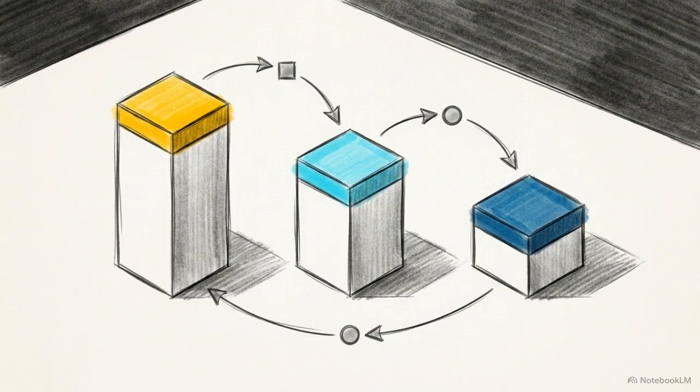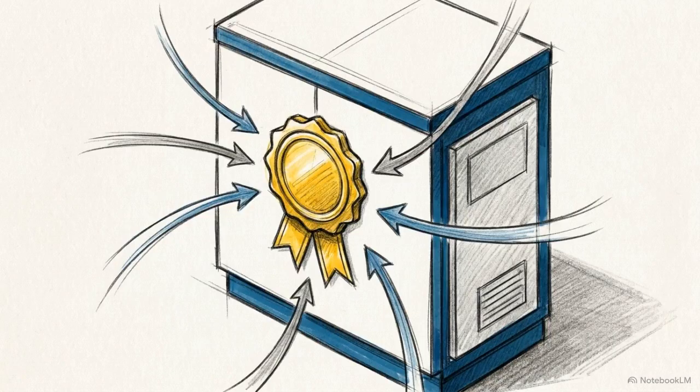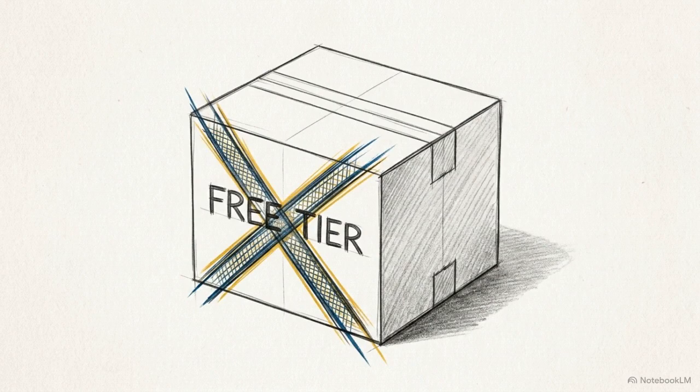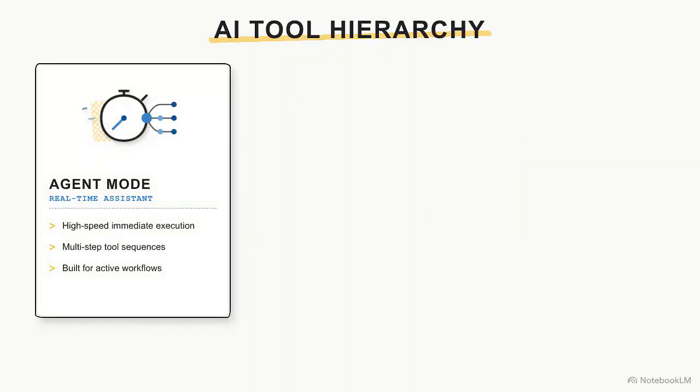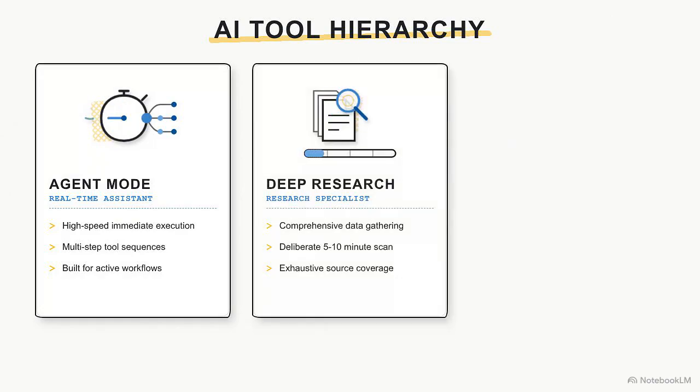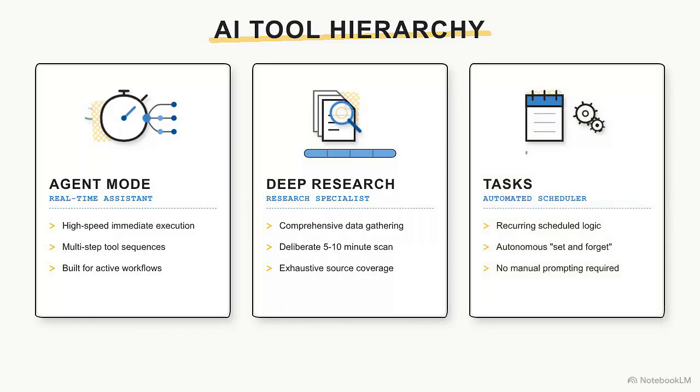To deploy this effectively, you need to use the right tool for the task. Premium AI accounts offer distinct, specialized modes for different research categories. Standard, free accounts lack these specific multi-step execution capabilities. Standard Agent Mode is built for real-time, high-speed execution of multi-step tasks. Deep Research is a separate, slower tool, specifically engineered for comprehensive data gathering. It spends 5 to 10 minutes browsing broader sources to build a detailed analysis.